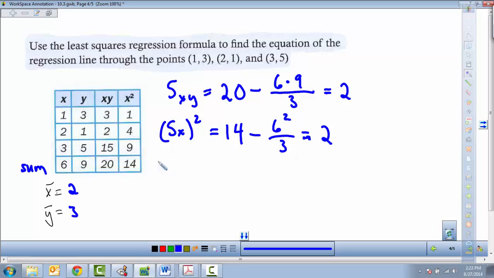So our slope is Sxy, which is 2, over Sxx, which is 2. Our slope of our least squares regression line is going to be 1. And now we have all the great little tidbits we need to write our regression equation.